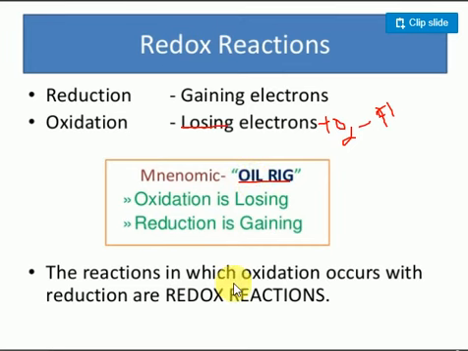These reactions in which oxidation and reduction occur simultaneously are called redox reactions. Without oxidation there is no reduction, and without reduction there is no oxidation. Whatever chemical reactions happen in our daily life are all concerned with redox reactions only.